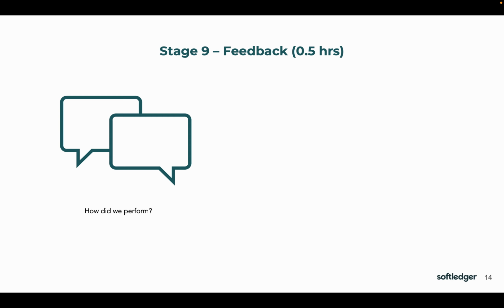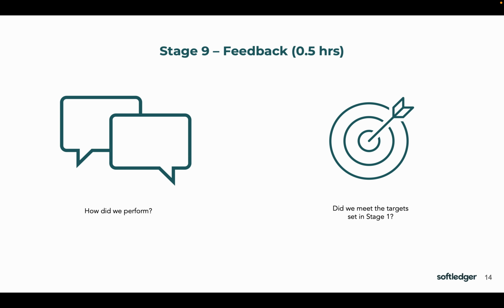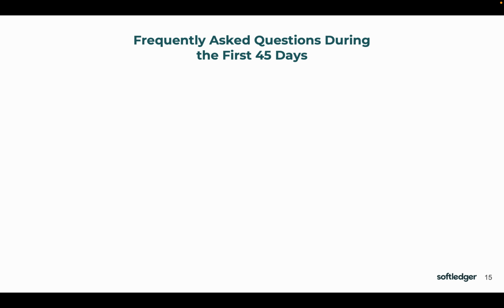Stage 9, Feedback. Feedback is critical to SoftLedger's success. This is your opportunity to let us know how we've performed. We refer back to the success metric as defined in Stage 1. We are committed to meeting this benchmark, so corrective action is defined and taken in the unlikely event your expectations have not been met. Frequently asked questions during the first 45 days include: I've lost my password, how do I log in?